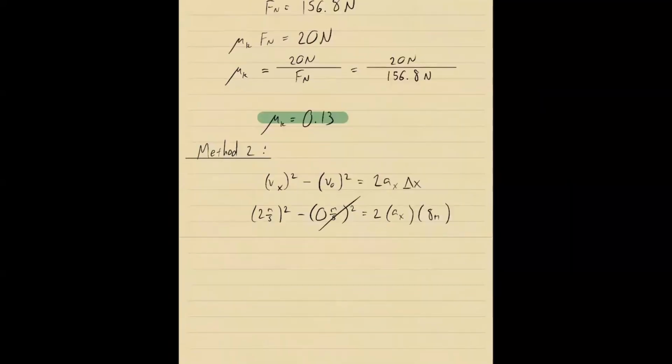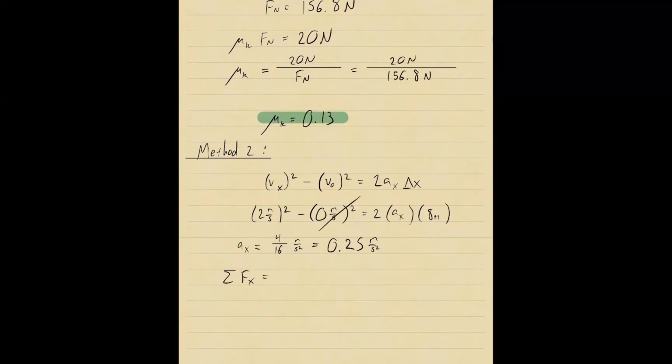So we have that A, our acceleration in the x direction, is going to be equal to 4 divided by 16 meters per second squared, because on the left-hand side we have 2 squared, which is 4, and then we're dividing both sides by 2 times 8, which is 16. So this is going to be an acceleration in the x direction of 0.25 meters per second squared. And so we know that when we add up all the forces in the x direction, that needs to be equal to the mass of the sled times the sled's net acceleration in the x direction.